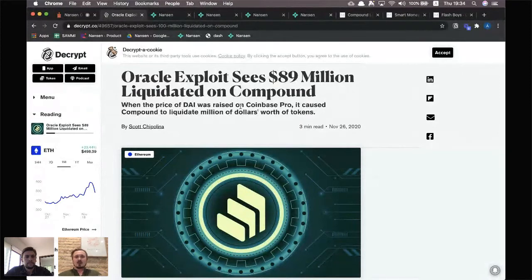Just to give the context on what happened, you probably know Compound. It's a money market protocol on Ethereum, and what happened was that some people were able to drive the price of DAI up to about a 30% premium, which effectively meant that if you had debt in DAI on the Compound protocol, suddenly your debt was 30% higher, and you probably didn't expect that because DAI is a stablecoin.